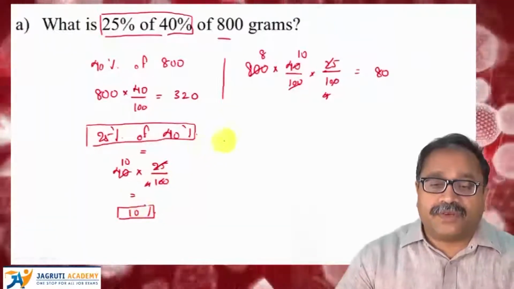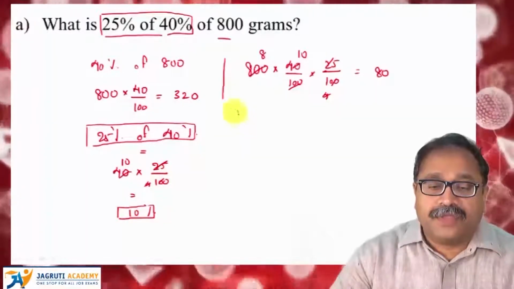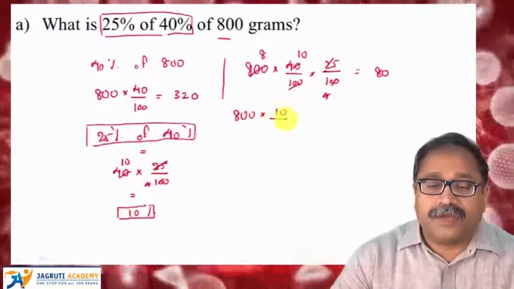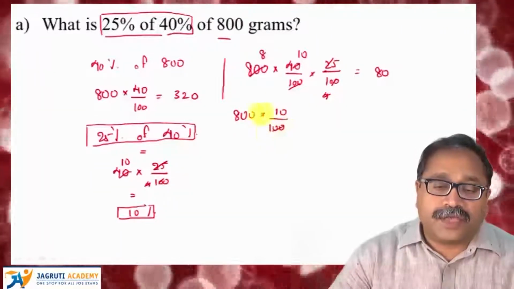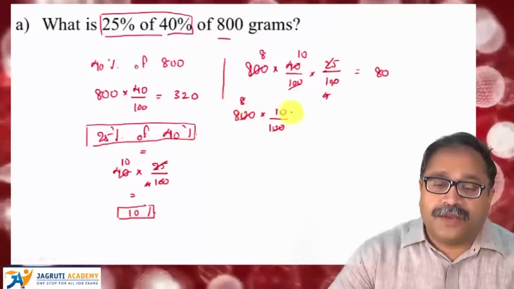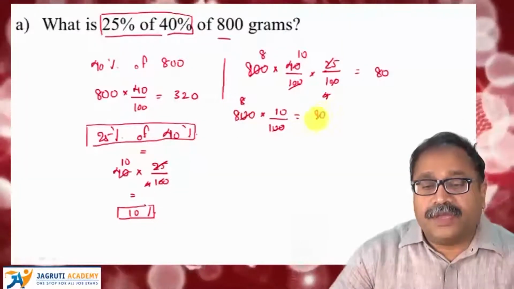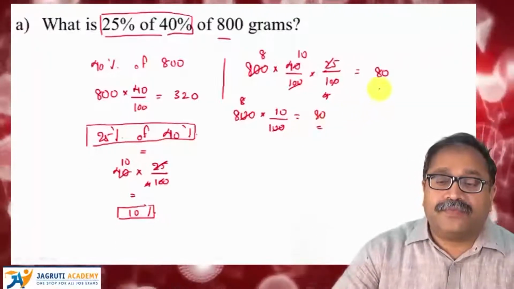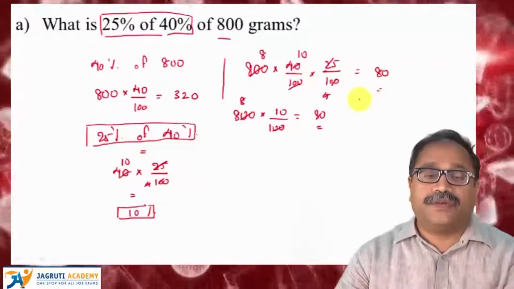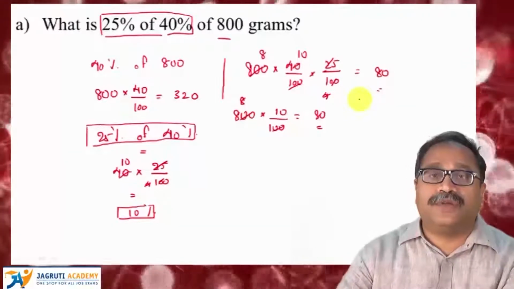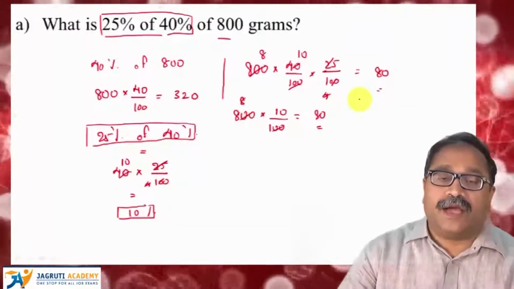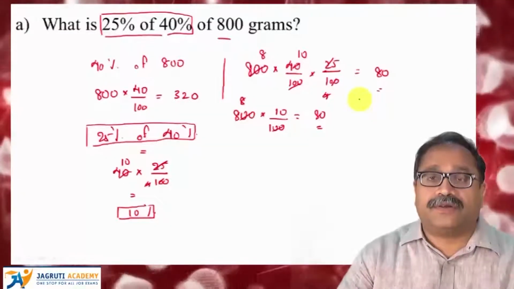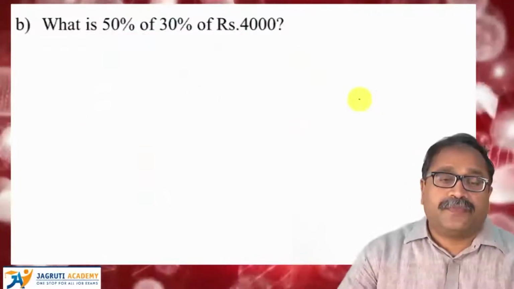And what is 10% of 800 grams? Let's work it out here. That's 800 into 10 by 100, and that gets cancelled 8 times, and 8 into 10, that is 80. So in either case I am getting the same value. So here you are expected to deal with two percentages, and that equals a single percentage. Let's take the next question.